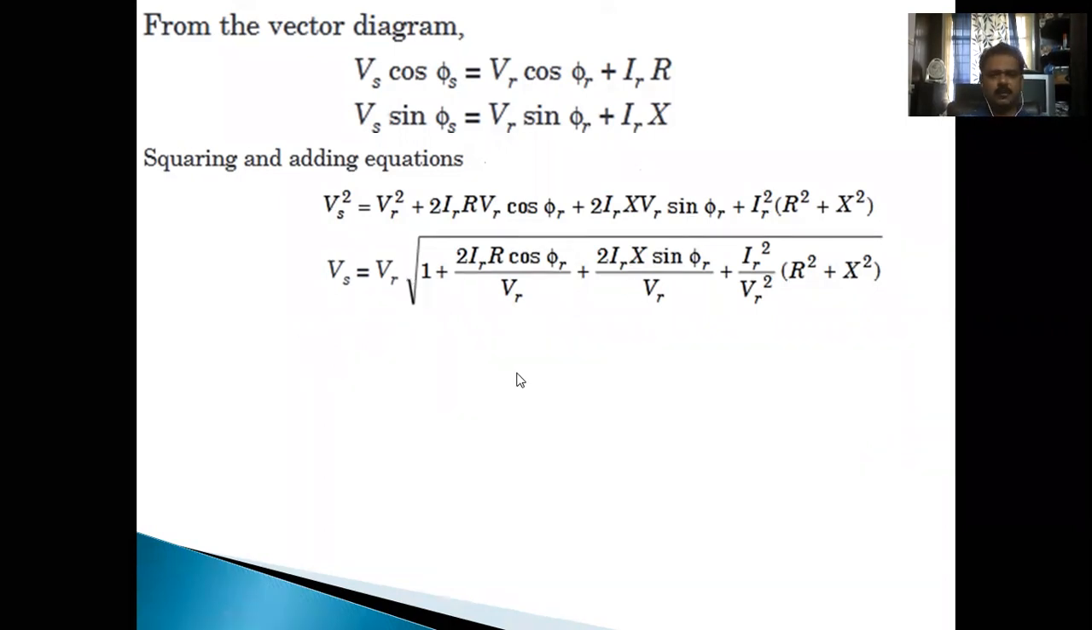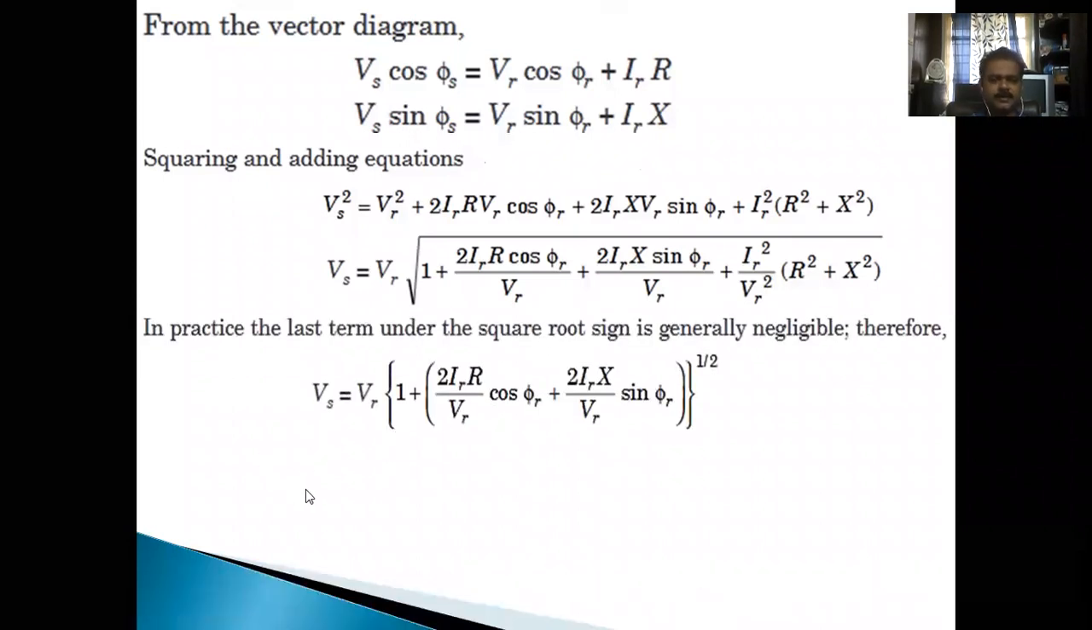Once you have written, try to solve this one. Squaring and adding. Okay. The next, the same here.